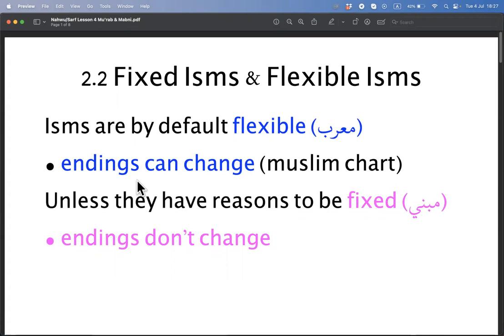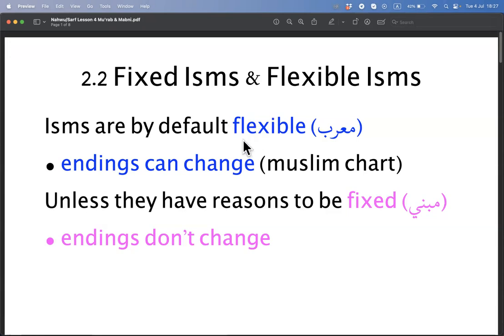Isms are by default Mu'rab, meaning that the endings can change. So if you see your Muslim chart, Rafa is Muslimun, Nasab is Muslimin, Jar is Min. All the endings change. You can totally see what is a Rafa word, what is a Nasab word, what is a Jar word. So your Muslim chart is all Mu'rab, flexible.